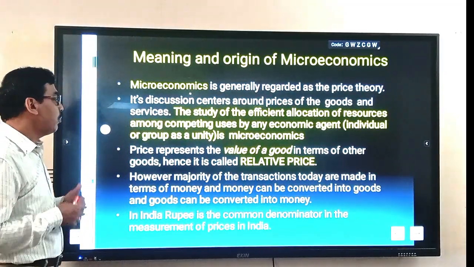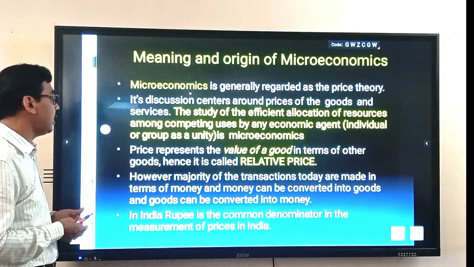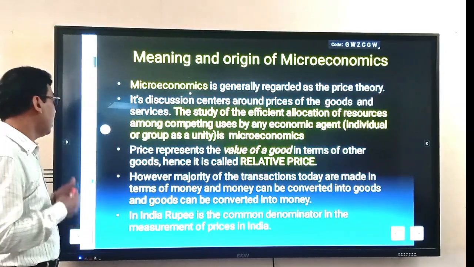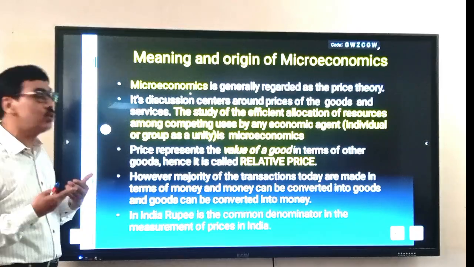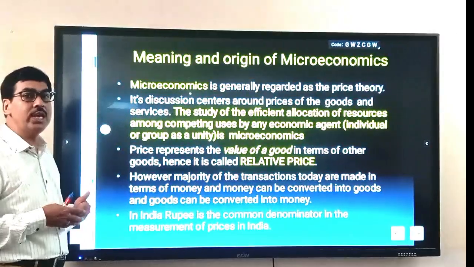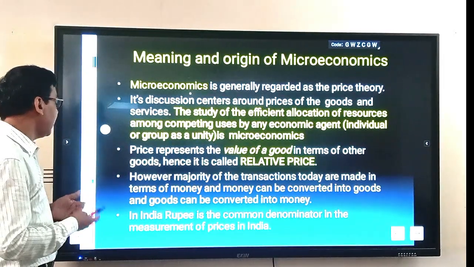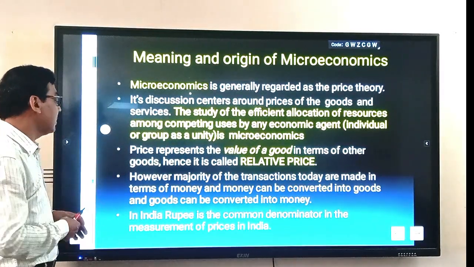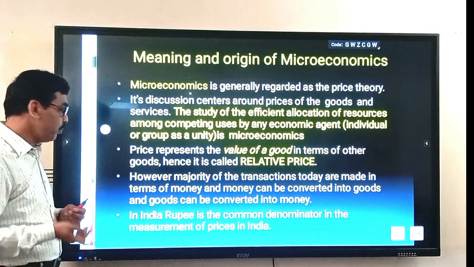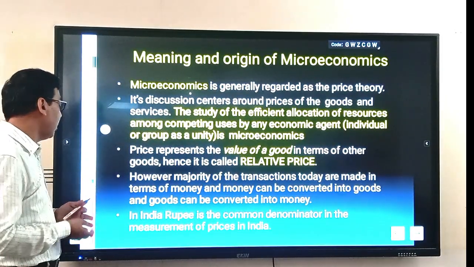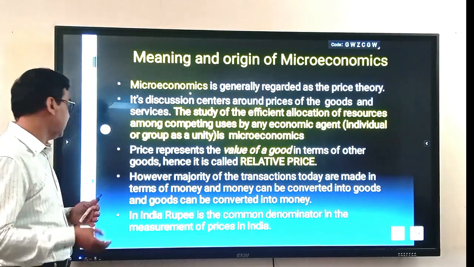However, the majority of transactions today are made in terms of money, and money can be converted into goods, and goods can be converted into money. That is why money is actually the universal mode of transaction, and in India our currency is the rupee, which is the common denominator in the measurement of prices in India.